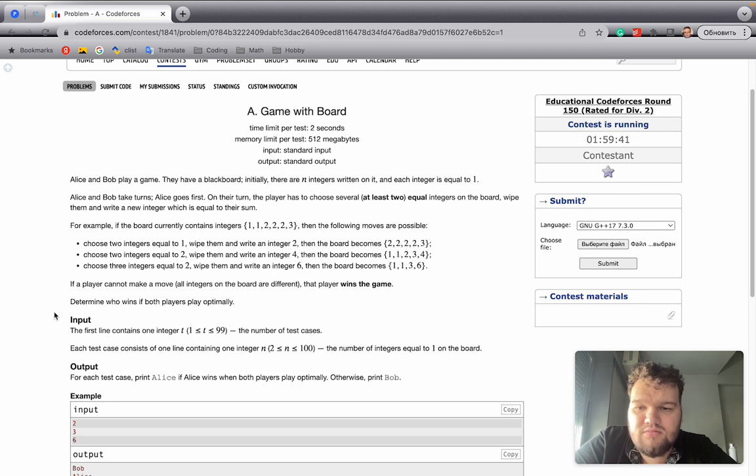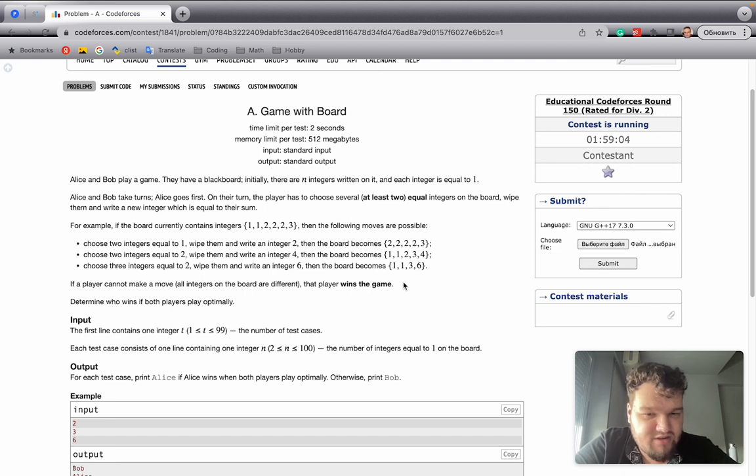In problem A, we have some kind of a game. Initially there are n integers on the blackboard. Each integer is 1. On each turn, the player chooses several equal integers and writes down a new integer which is equal to their sum. If a player cannot make a move, the player wins the game.